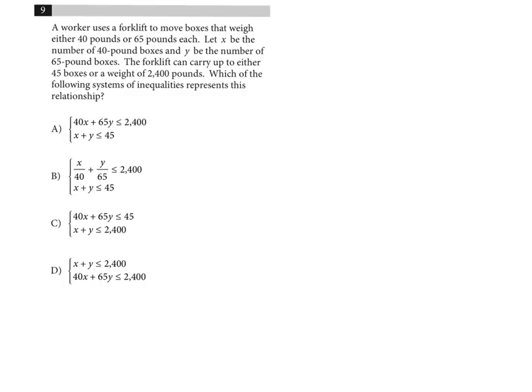Number 9, a worker uses a forklift to move boxes that weigh either 40 pounds or 65 pounds. Here they tell you that X is the number of 40-pound boxes and Y is the number of 65-pound boxes. The forklift can carry either 45 boxes or a weight of 2,400 pounds. Which of the following represents this relationship? Well, if I take the number of 40-pound boxes, which is X, and if I add that to the number of 65-pound boxes, which is Y, this forklift can carry up to 45 boxes.